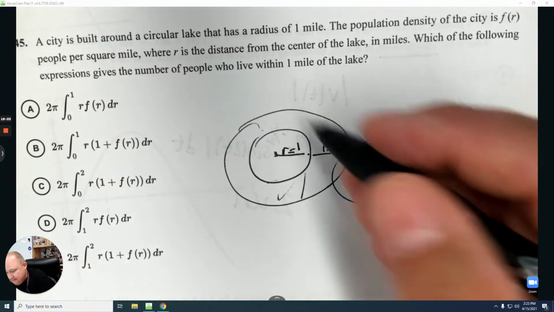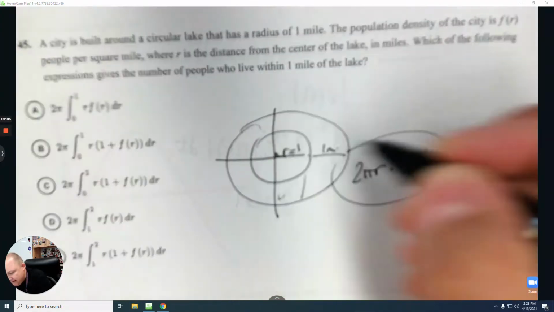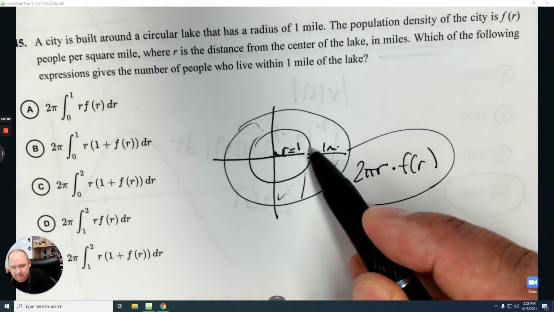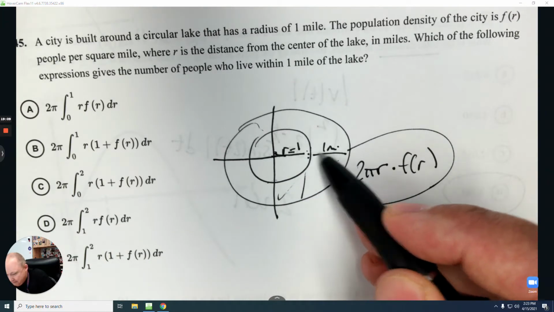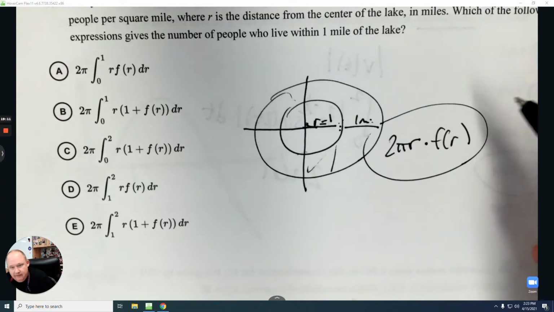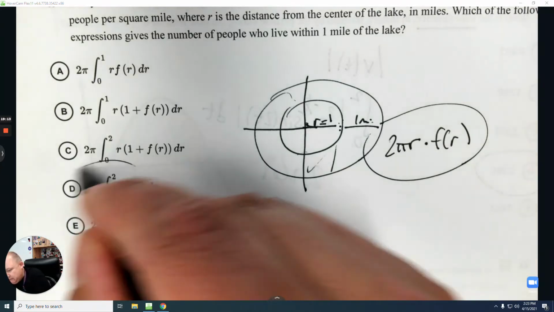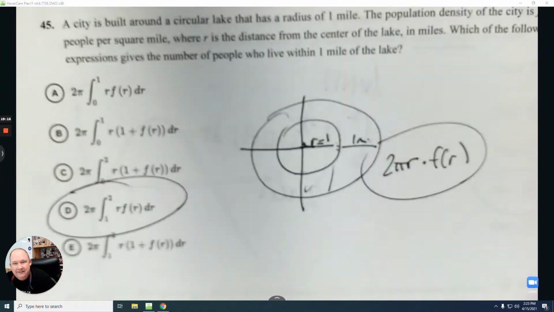that is the lake. So if this was on a graph, from 0 to 1 is the lake. So we need to integrate from 1 to 2. So if I look to see which one matches that up, that is D.